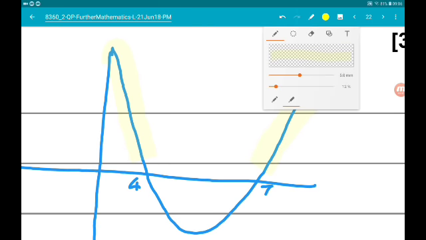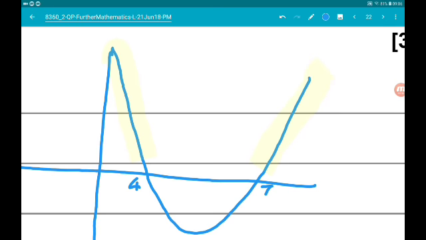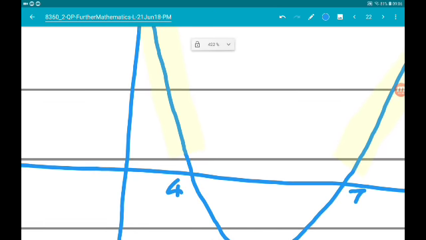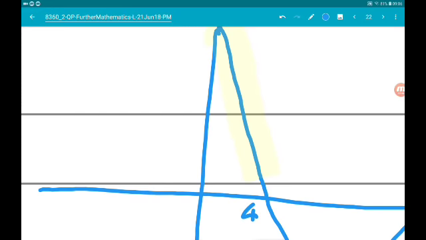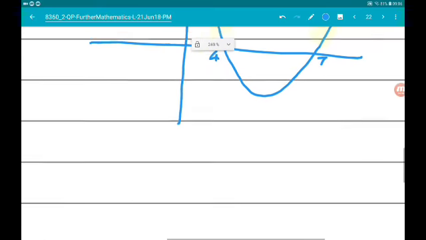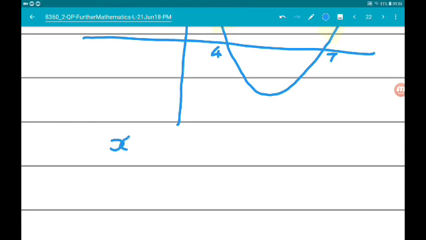So the x values that produce this left-hand part are all to the left of 4. So this is x is less than 4, and it has to be strict, it's not allowed to equal 4. And over here, everything to the right of 7. So x is greater than 7. So our solutions are x is less than 4 and x greater than 7.